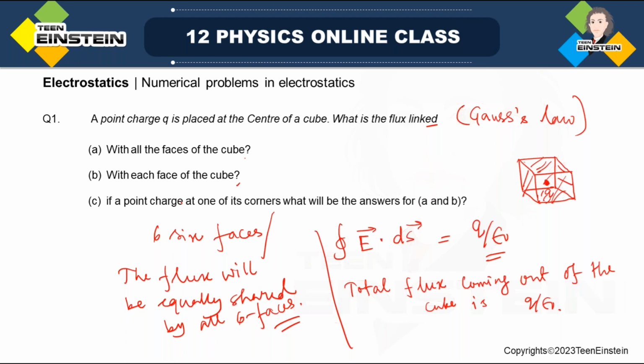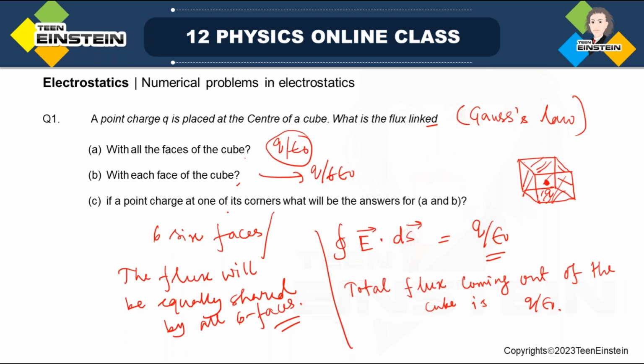That means what will be the flux? First of all, the flux linked with all the faces, which means for the entire cube, is q by epsilon 0. Then the flux linked with each face means it will be shared by 6, so it has to be divided by 6. So this will be the flux through each face. The total flux is q by epsilon 0, which will be shared by each face. Up to this is very nice.